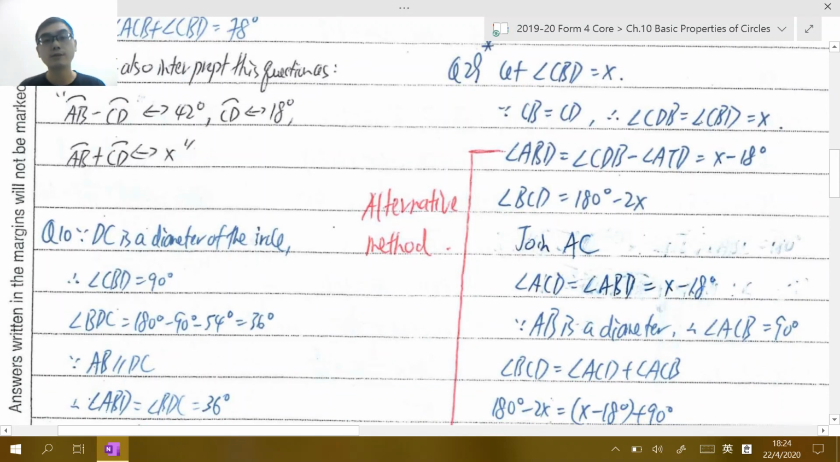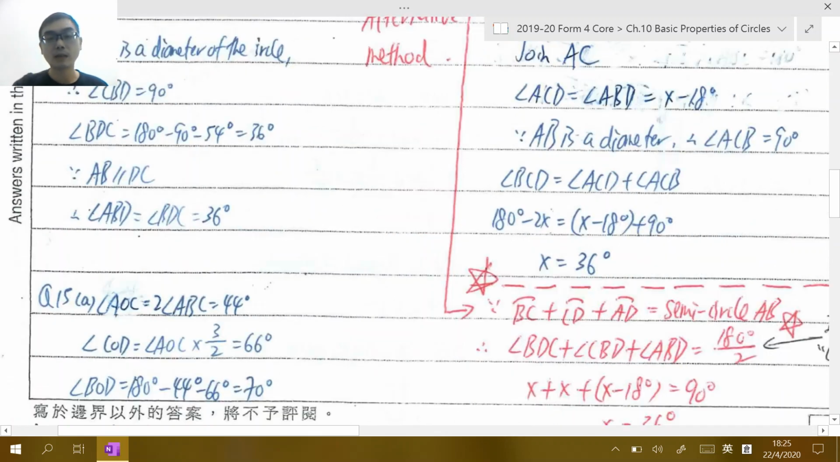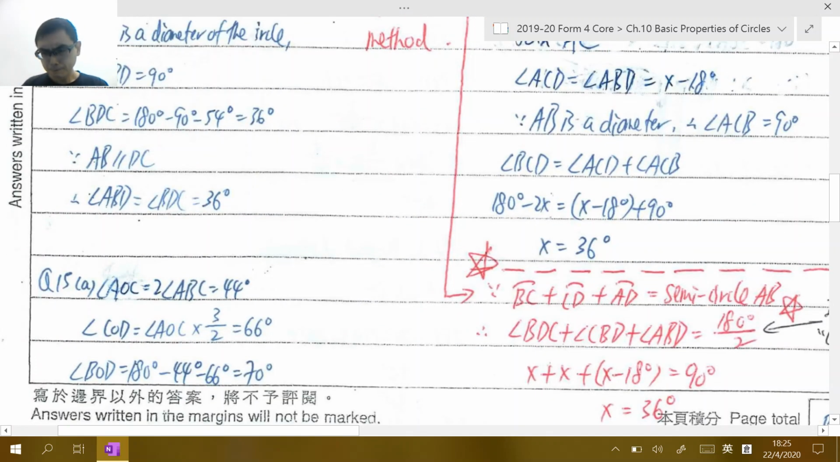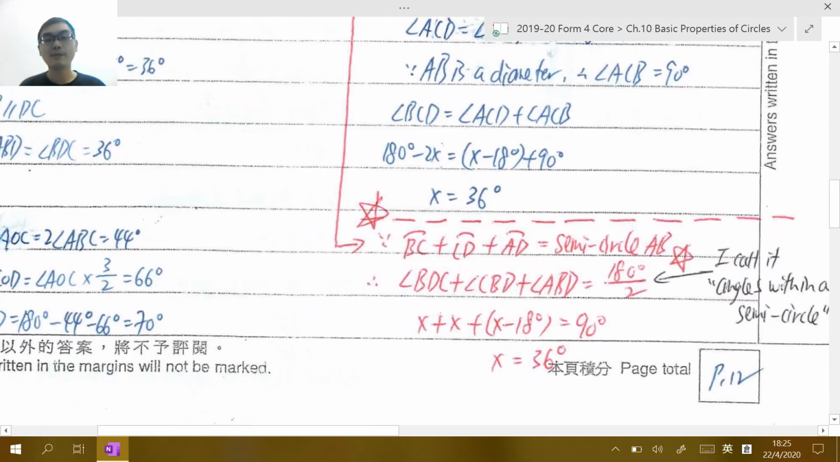So after the first 3 steps, that means you let x and then you write which ones are x and x minus 18, then you can jump directly to say semicircle. Because the 3 arcs added together should be the semicircle AB, then you can get these 3 angles added together should be 90. Because these 3 are all angles at circumference and together are half a circle or semicircle, so you have 90 degrees. Just like angle in semicircle, but this time, as I mentioned, I can say this one is the angles in the semicircle. That means not only one angle, but there will be more angles together to be 90 degrees.